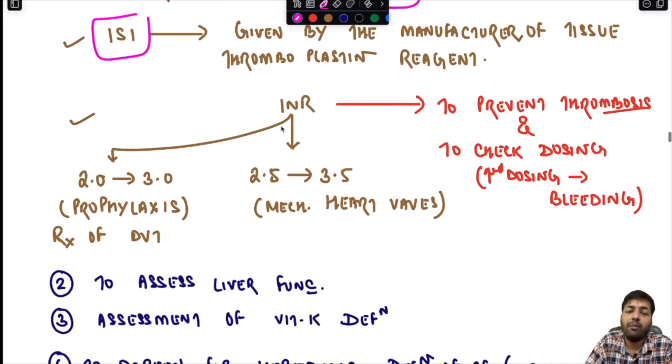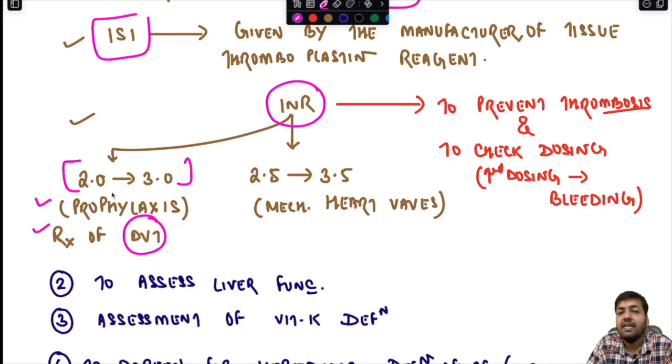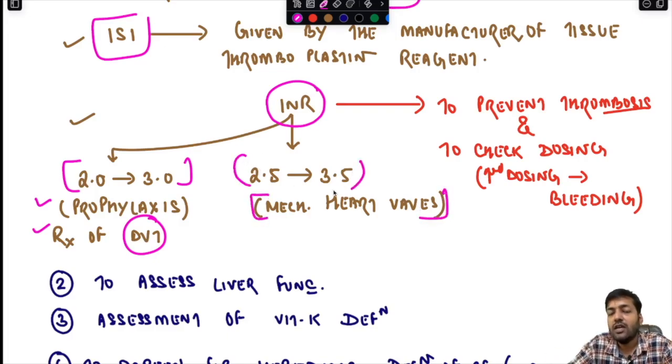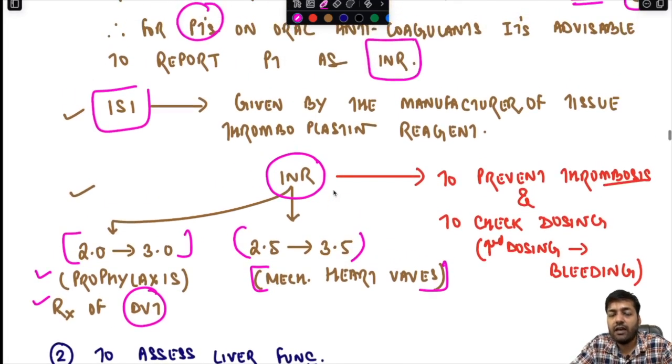Now remember, for patients who are on oral anticoagulant, the INR has to be maintained between 2 to 3 for prophylaxis, as well as for patients who are on treatment for DVT. For both these conditions, the INR has to be maintained between 2 to 3, whereas for those who have mechanical heart valves, the range where the INR has to be maintained is between 2.5 to 3.5.